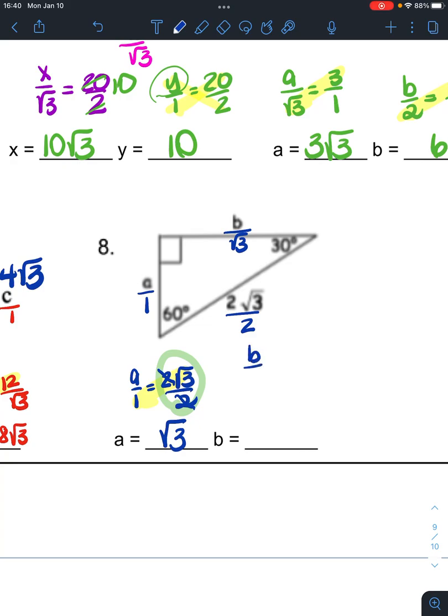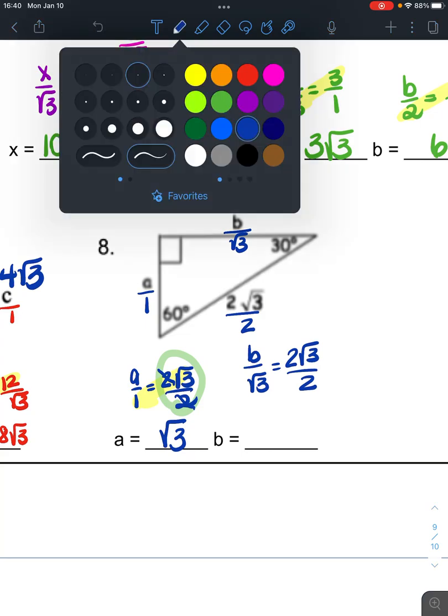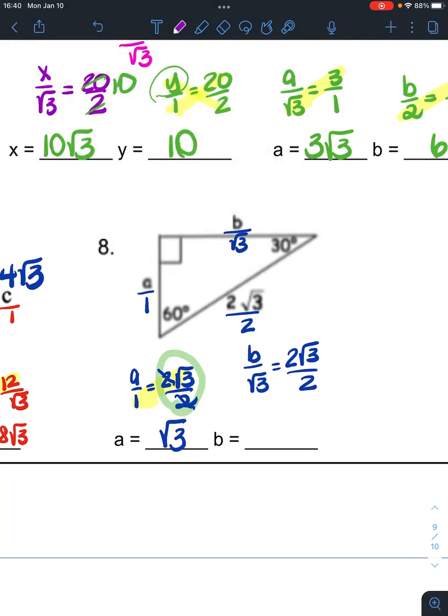And then B, we have B over the square root of 3 is equal to 2 root 3 over 2. Now, you could have simplified it here. In fact, notice this right here. This is one thing that's nice. You could have canceled that 2 and that 2, or that 2 and that 2, and you would be left with B over root 3 is equal to root 3. So that's much prettier to look at.